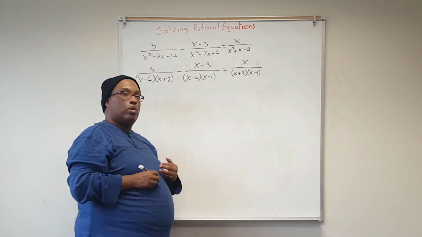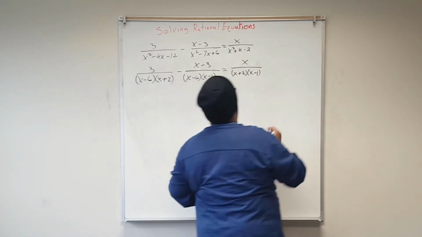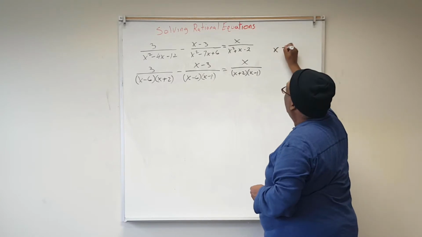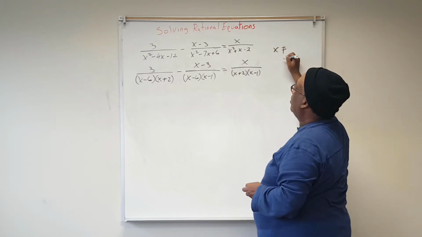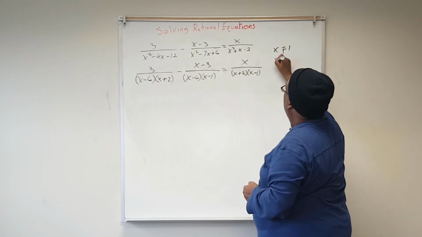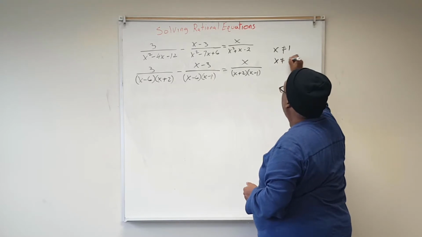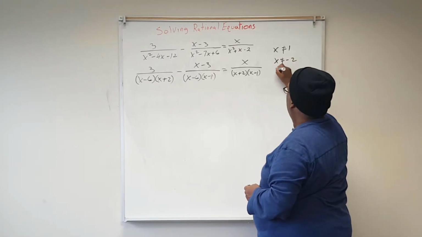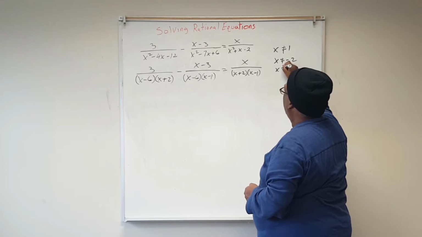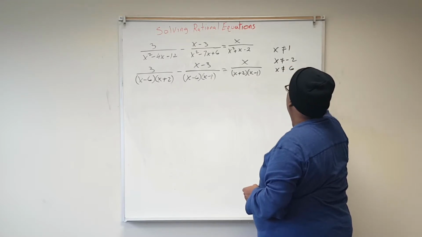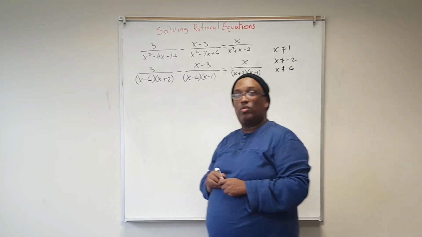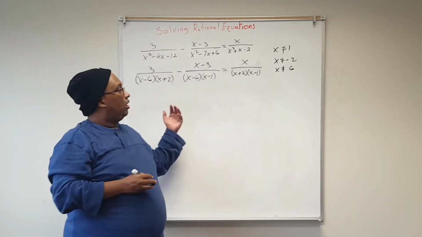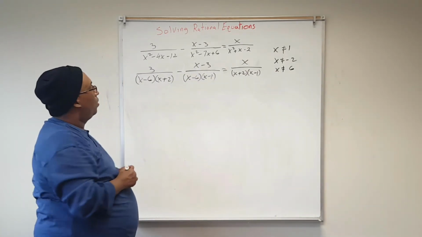Let's write our restricted values. X cannot equal 1. X cannot equal negative 2. And x cannot equal 6. So these are restricted values. Let's work this problem out.